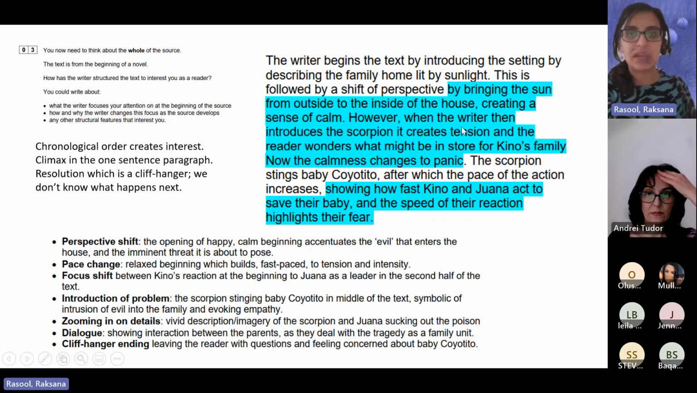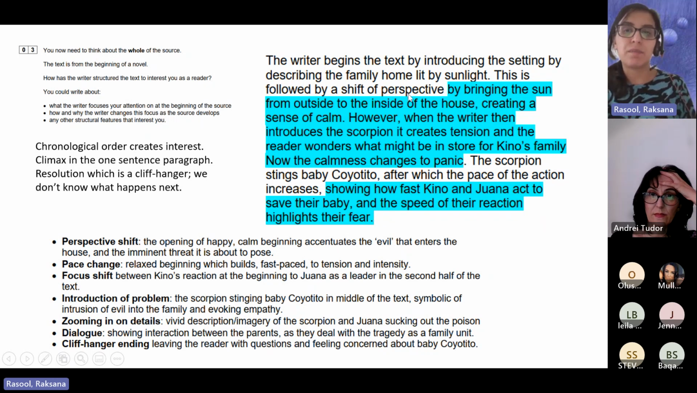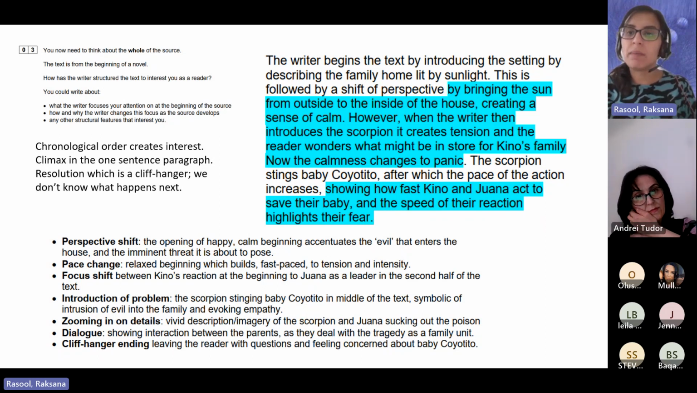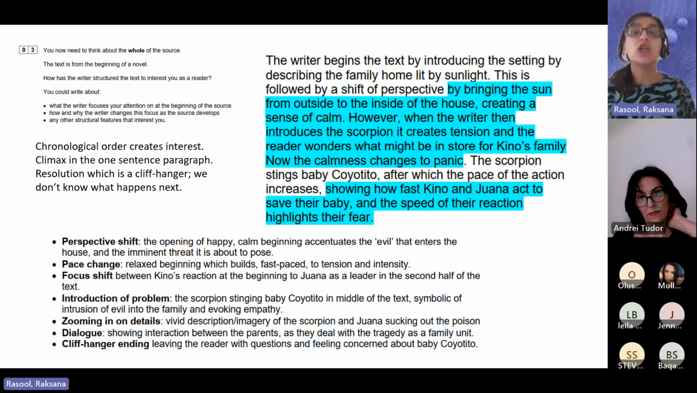Okay, so here's an example, and in the blue it's the analysis of structure. The writer begins the text by introducing the setting by describing the family home lit by sunlight. This is followed by a shift of perspective by bringing the sun from the outside to the inside of the house, creating a sense of calm. However, when the writer then introduces a scorpion, it creates tension, and the reader wonders what might be in store for Kino's family. Now the calmness changes to panic. The scorpion stings the baby, after which the pace of the action increases, showing how fast Kino and Juana act to save their baby, and the speed of their reaction highlights their fear and also creates fear in us as a reader, because we are with them every step of the way.